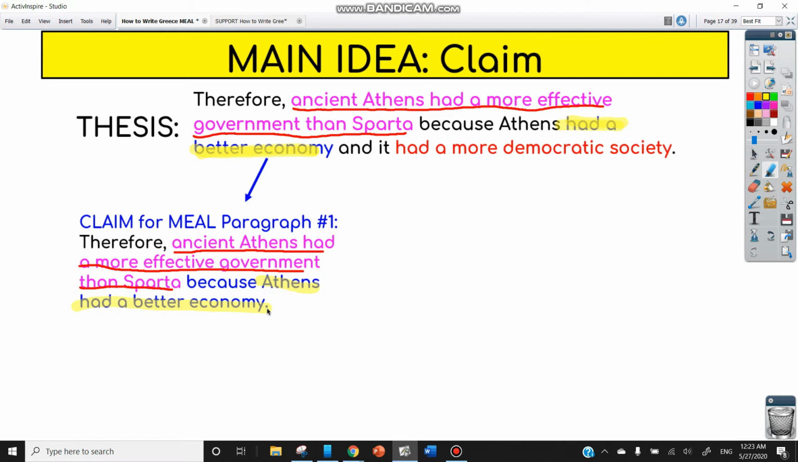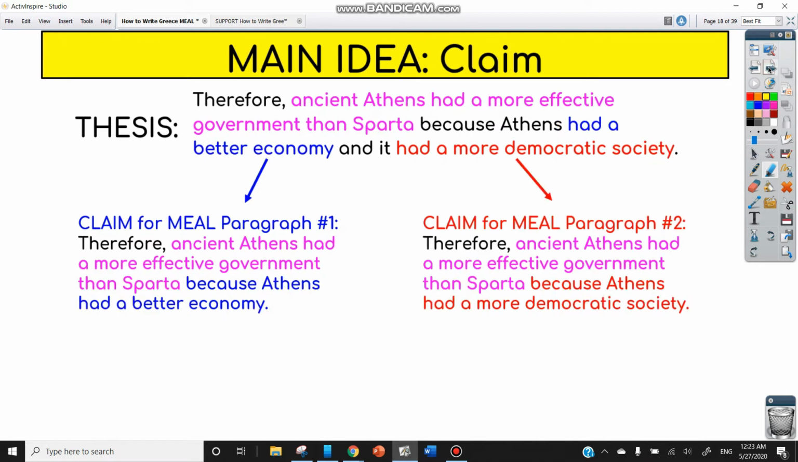And you will use the thesis again for when you're doing your other meal paragraphs. See right there? Same process. You're going to include the same opinion. Ancient Athens had a more effective government than Sparta. And you'll see it's the same one right there to begin with. And then, of course, you're going to include the other reason that you wrote in the thesis. This one right here, that it had a more democratic society. And right there, Athens had a more democratic society. Alright?